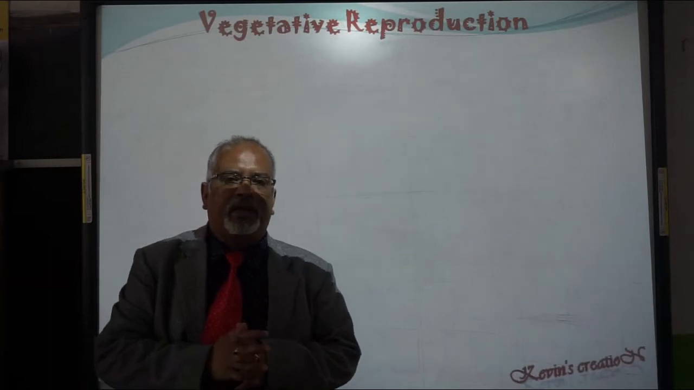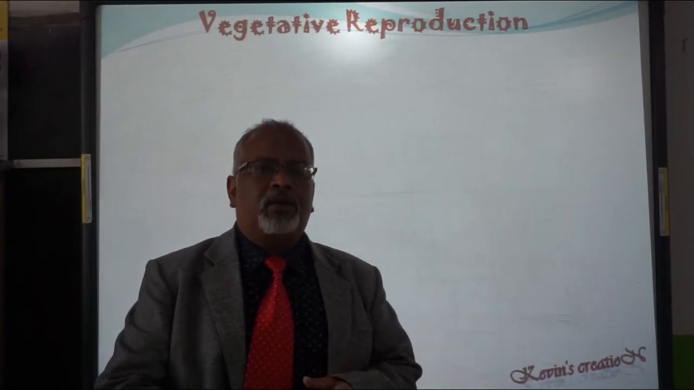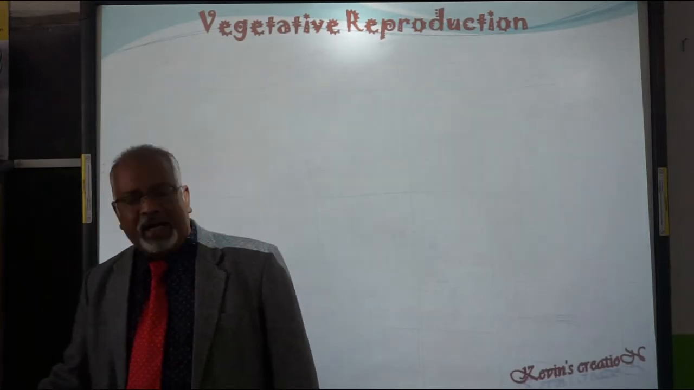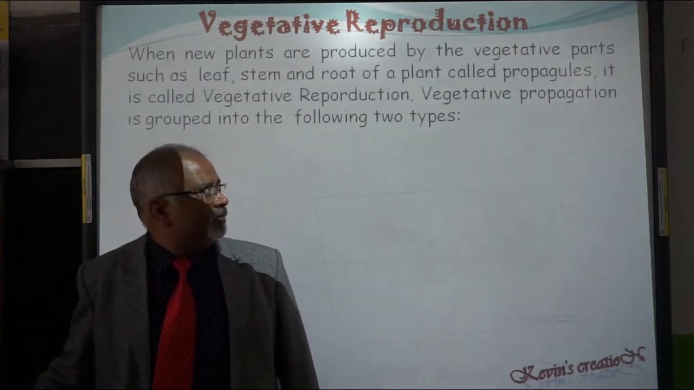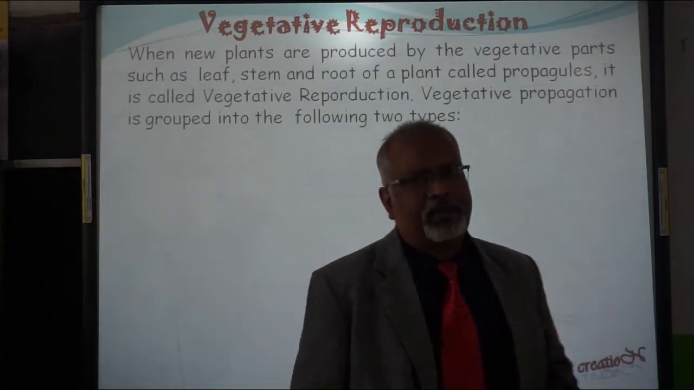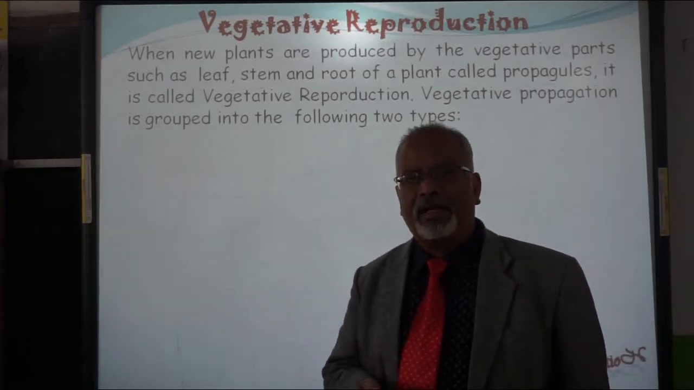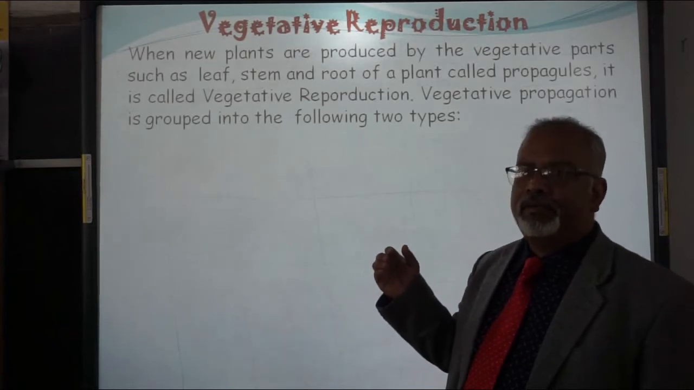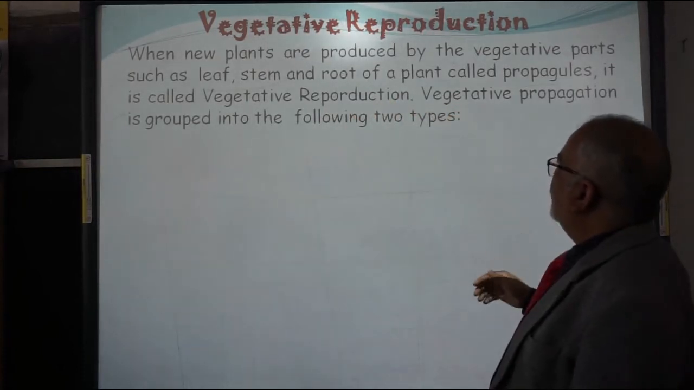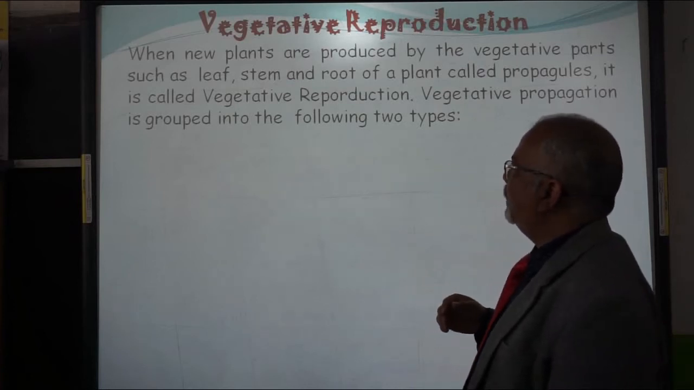Now the fifth one, vegetative propagation or vegetative reproduction. As I told you, this happens in the higher plants when the vegetative parts of the plant take part in reproduction. When new plants are produced by the vegetative parts, I told you there are two parts, reproductive as well as vegetative. Flower is the reproductive part of the plant and stem, root, leaves, all these are vegetative parts. Such as leaf, stem and root of a plant, they are called propagules. And this process is called vegetative reproduction.